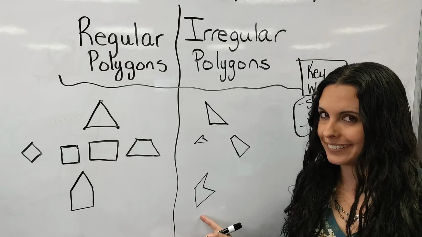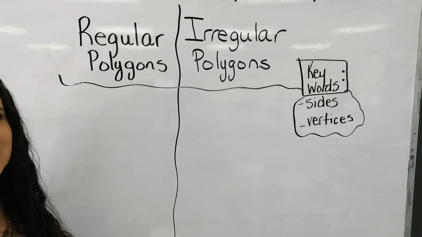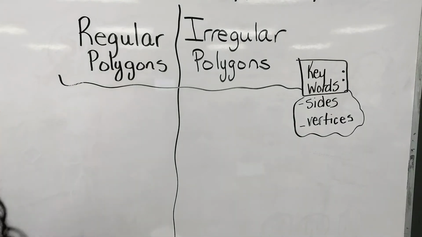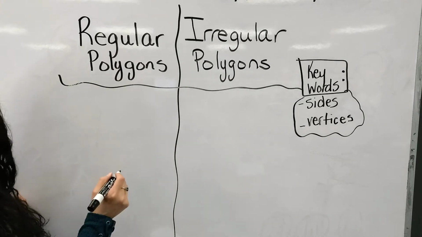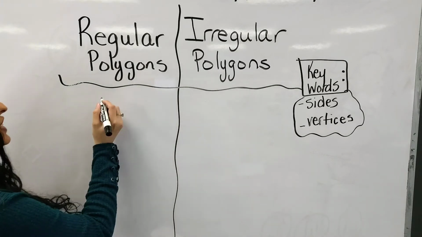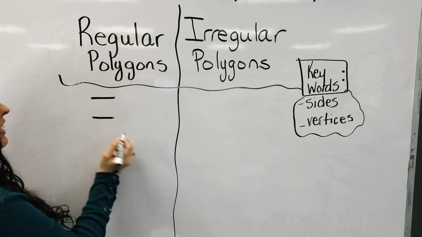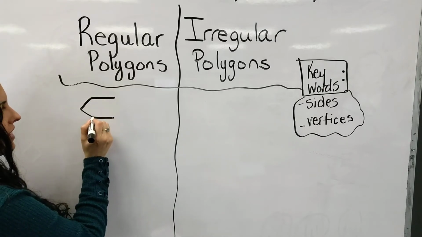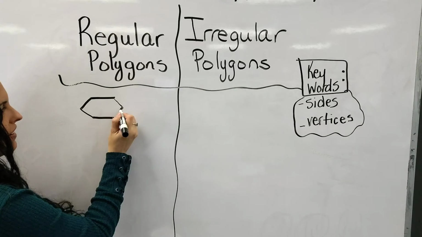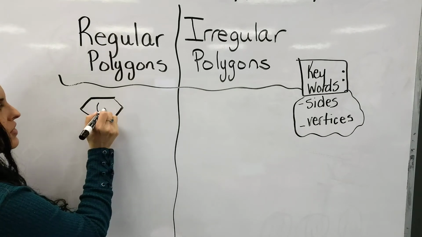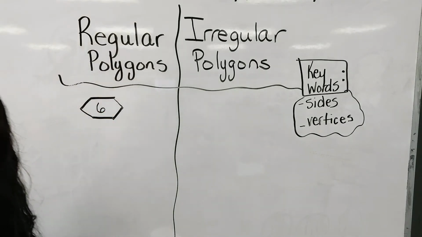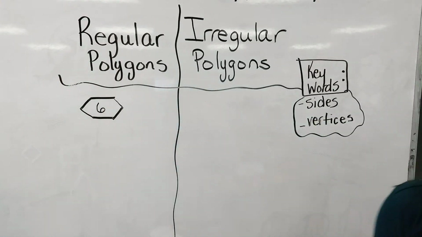Our next example of a polygon will be the hexagon. The hexagon has 6 sides and 6 vertices. Start by making the equal sign. Then you want to add the less than sign and the greater than sign. And that is your hexagon. It has 6 sides and 6 vertices.